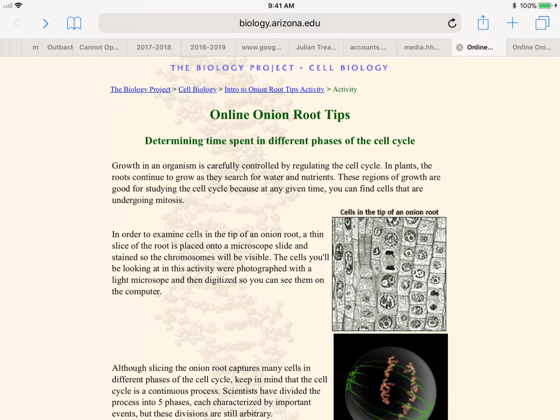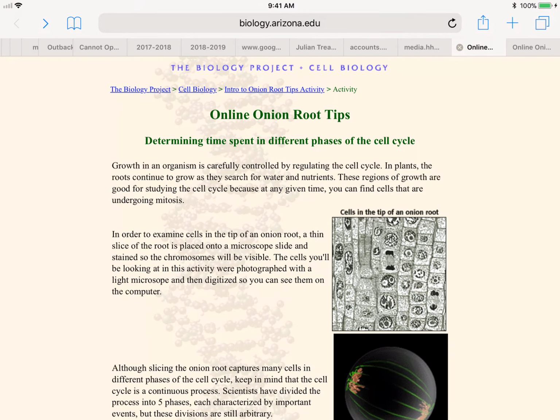Today you're going to practice what we talked about yesterday by looking at some real cells and trying to figure out what stage they're in. The cells you're going to look at are onion root tips, and you're going to use this website that you see in front of you in order to do so. The root tip is a great place to look because that's where the root is growing, and cells grow, or organisms grow, by undergoing mitosis, adding more cells.